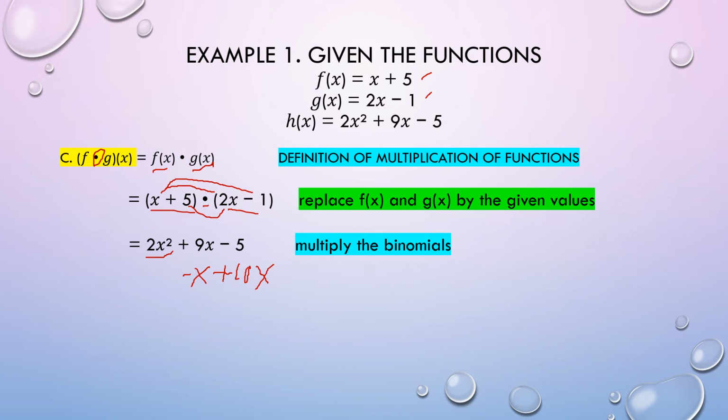Okay, I'm sorry for my writing. So we have 10x. And then, so this now becomes our middle term. But we're going to finish first the outside term. So we have 5 times negative 1. We got this one, negative 5. So we will simplify this to get the middle term. So negative x plus 10x, we got 9x. Okay, that's why we have there 9x as our middle term.